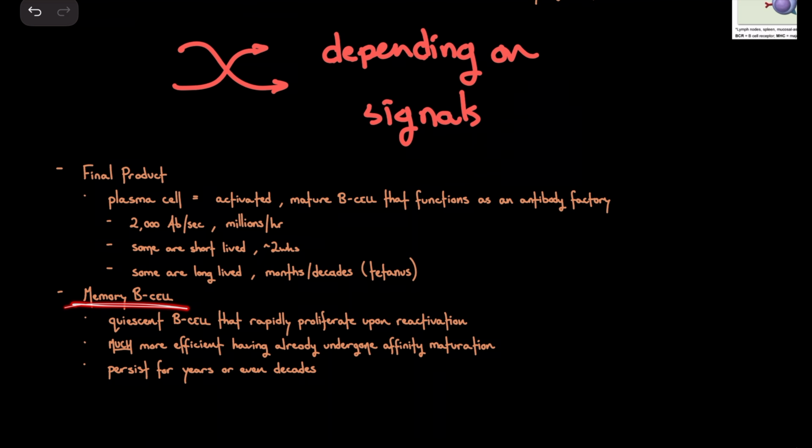Or we become memory B cells. These are those quiescent B cells that rapidly proliferate upon reactivation. Okay, so they're going to hang out in a lymph node, in the spleen, and hope to God that that pathogen wants to try you again. And again, this is really important to understand affinity maturation here, because now these antibodies have gone through all of the training, and they are ready to rock and roll. So memory B cells are really, really efficient at dispatching antibodies that are going to get rid of that secondary infection.